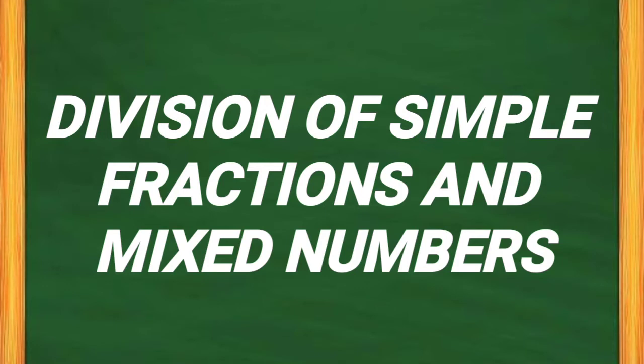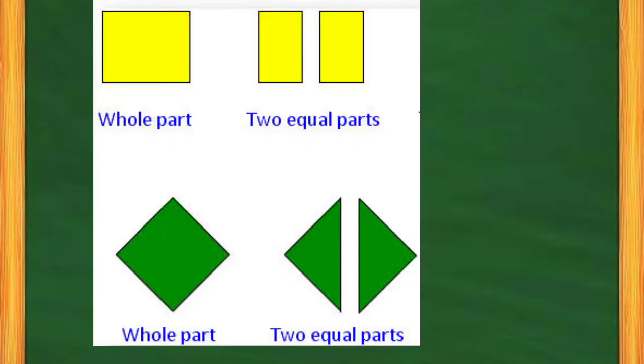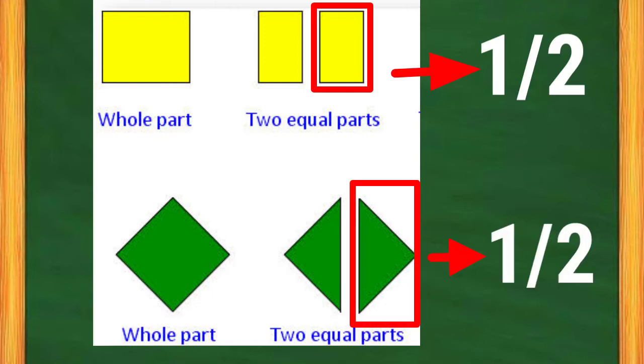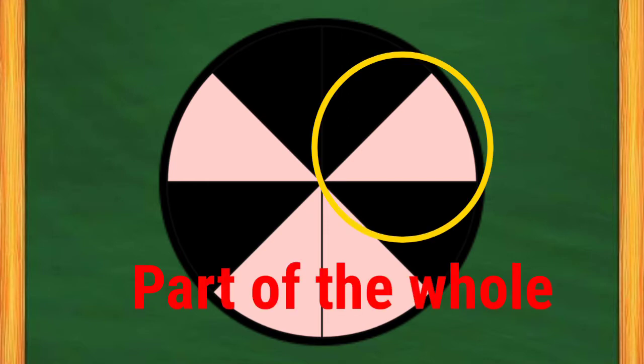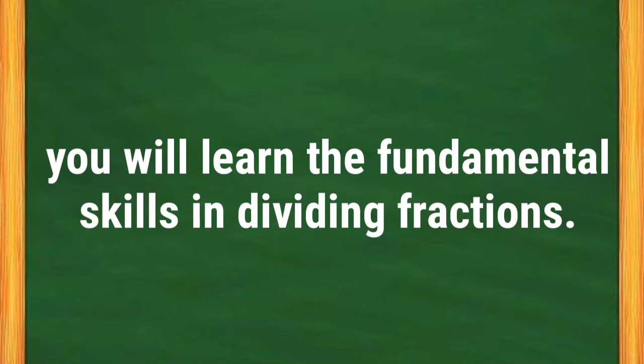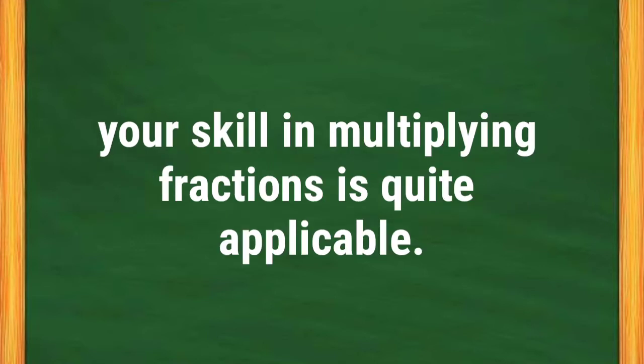Our topic for today is dividing simple fractions and mixed numbers. A fraction is a way to describe a portion from a whole. A single unit, which is represented by number 1, can be divided into multiple portions where each of these portions represents a part of the whole. In this lesson, you will learn the fundamental skills in dividing fractions. Your skill in multiplying fractions is quite applicable here.